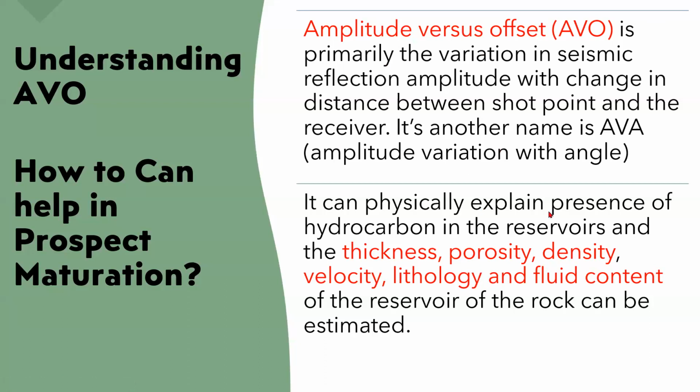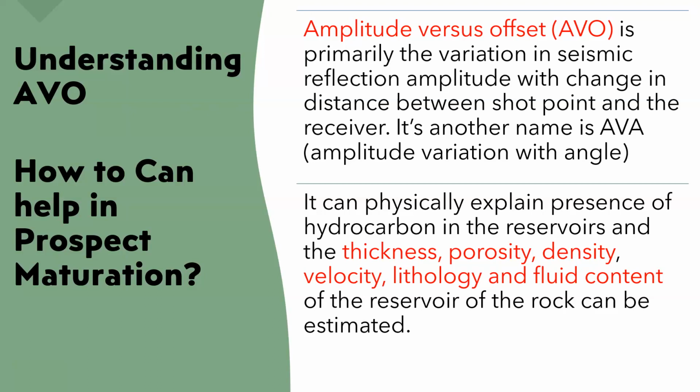Okay, so let's understand AVO. What is AVO? As I mentioned, AVO is amplitude versus offset, and it is primarily the variation in the seismic reflection. There is a lot of seismic you have been looking at. Mostly we are looking at different seismic data. Normally when you are doing interpretation, you are looking at the full stack, or sometimes different angle stacks, let's say near offset, far offset or mid offset.